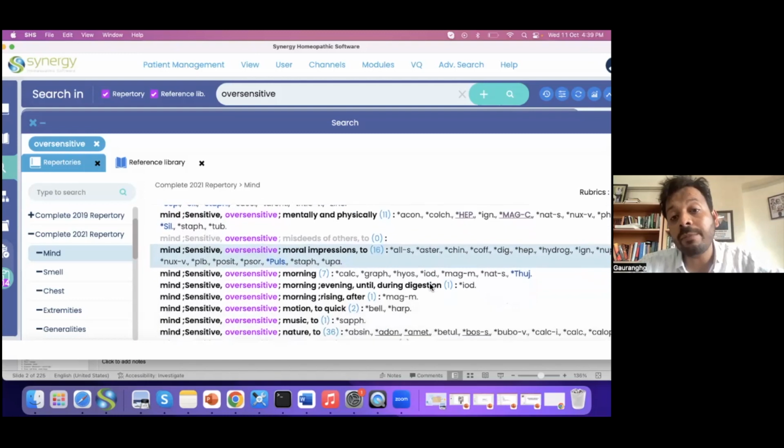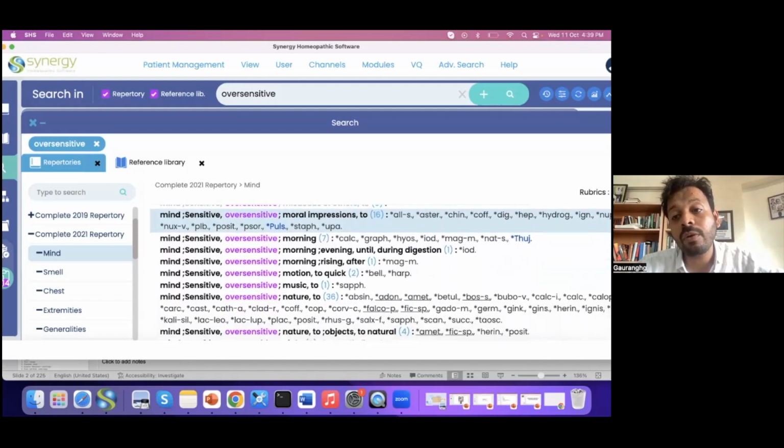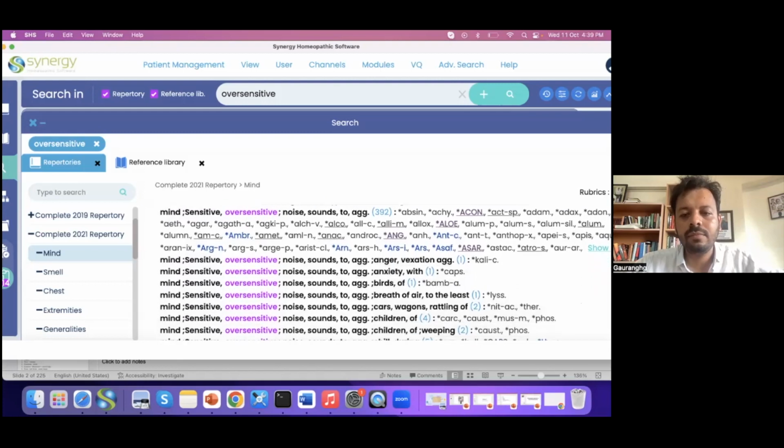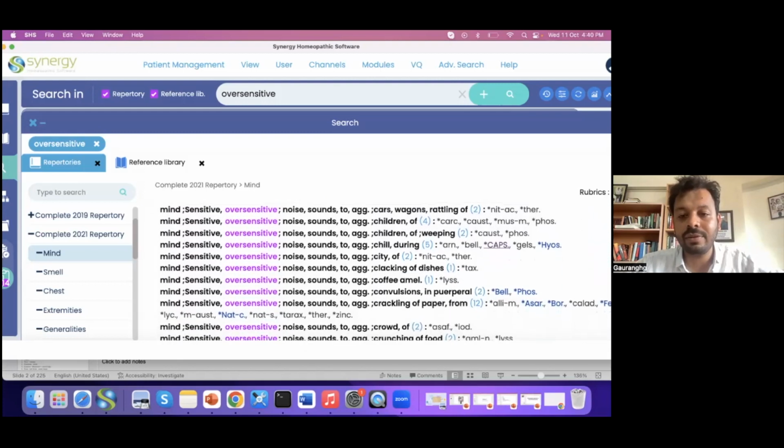Sensitive to moral impressions. What it means about moralities, about right and wrong. Am I doing the right thing or the wrong thing? Very important. Am I doing the right thing? What am I saying? Is it the right thing to do? Moral affections, right and wrong. So interesting.